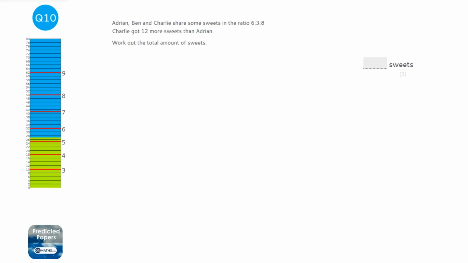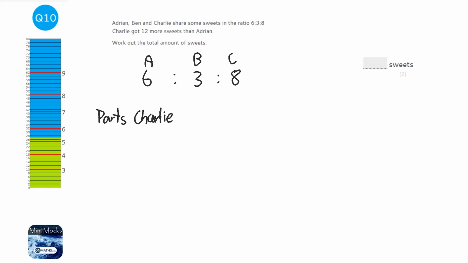Okay, so this question is a little bit more complicated than it first seems. So we've got Adrian, Ben and Charlie, and they share some sweets in the ratio of 6 to 3 to 8. And it says that Charlie got 12 more sweets than Adrian. Well, first of all, let's have a look and see how many more parts that Charlie got more than Adrian. Always cross my L's for some reason.